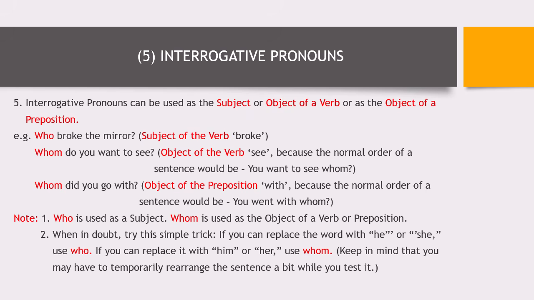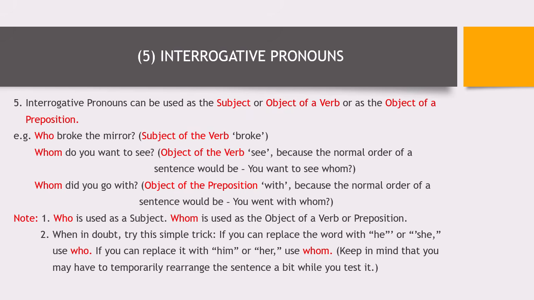Interrogative pronouns can be used as the subject or object of a verb or as the object of a preposition. Example: Who broke the mirror? Here, who is the subject of the verb broke. Whom do you want to see? Here, whom is the object of the verb see, because the normal order of a sentence would be, you want to see whom?